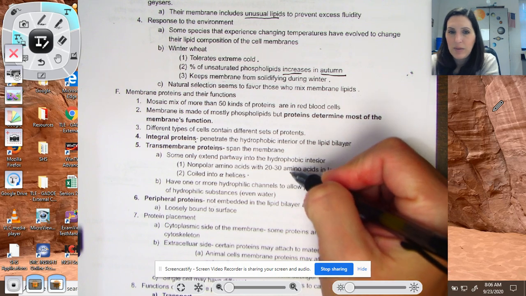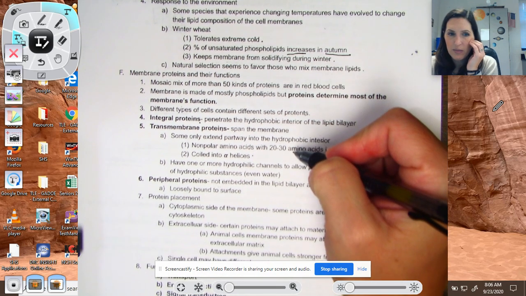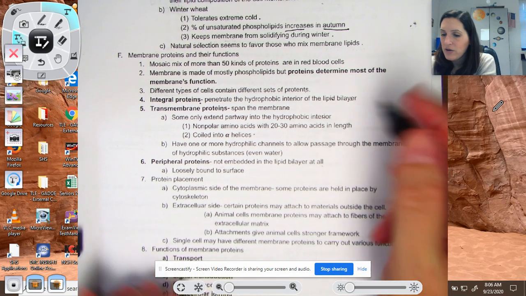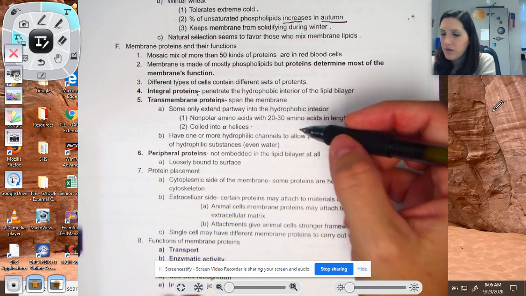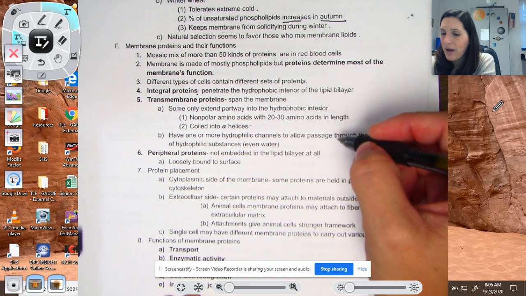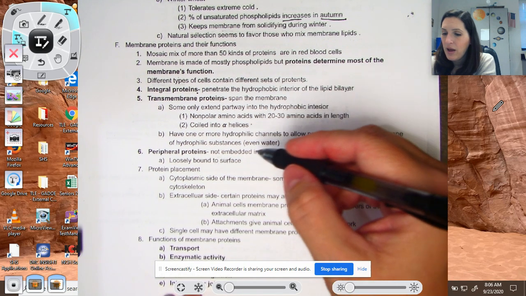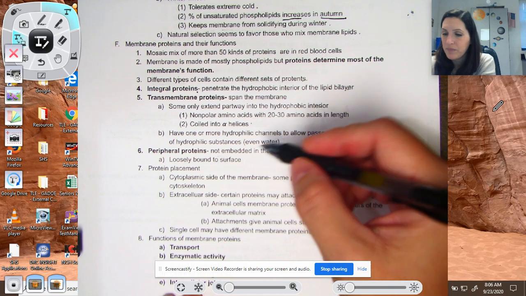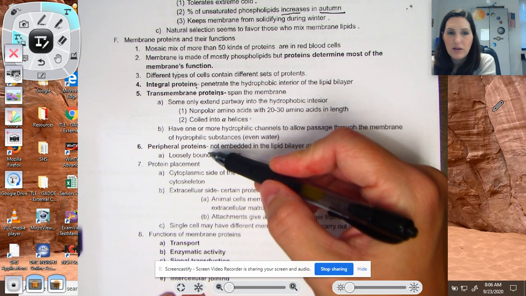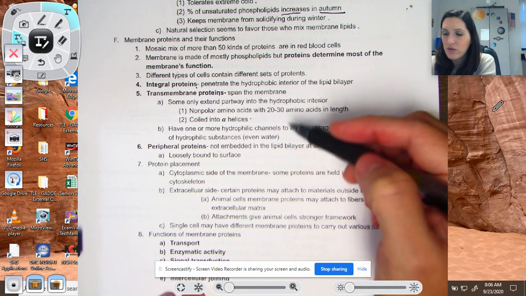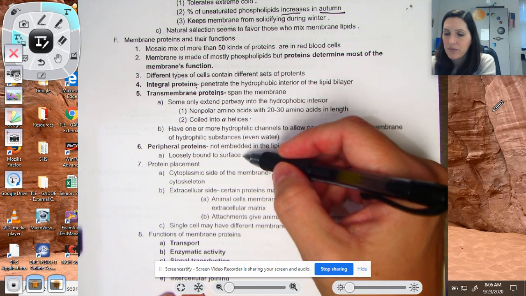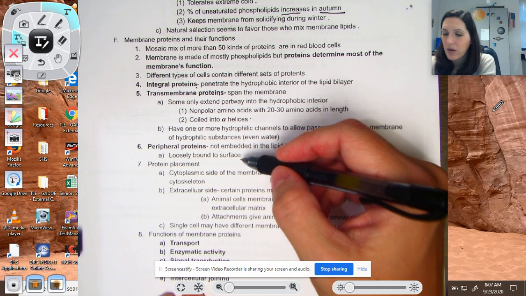And they're made out of amino acids, 20 to 30 different kinds of amino acids. They have one or more hydrophilic channels to allow passage through the membrane, and hydrophilic substances, even water, can move through here. Peripheral proteins are not embedded. They're the ones that are on top. They're loosely bound to the surface. So that's one of the ones we drew.